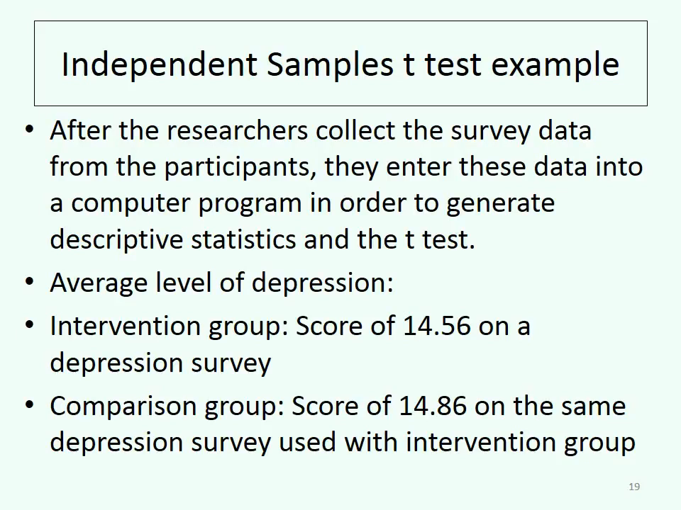In this example, the intervention group has a score of 14.56 on a depression survey, and the comparison group has a score of 14.86 on the same depression survey. So just looking at these values, it doesn't look like the intervention group's level of depression was much lower than the comparison group's level of depression.